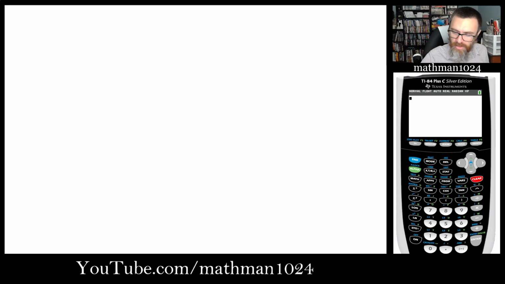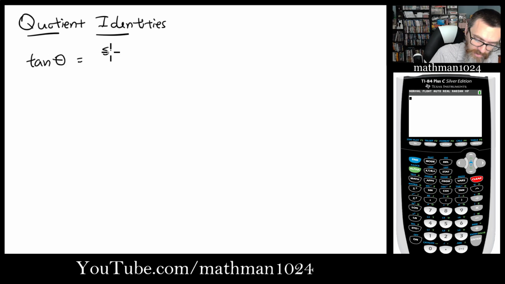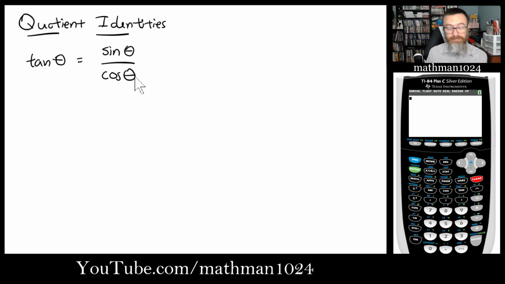All right. So in the previous videos, we have talked about the reciprocal identities. We mentioned one quotient identity. So let's make sure that we know all of the identities that we need. So the big quotient identity is the one that ties tangent together with sine and cosine. So tangent is the quotient of sine and cosine.